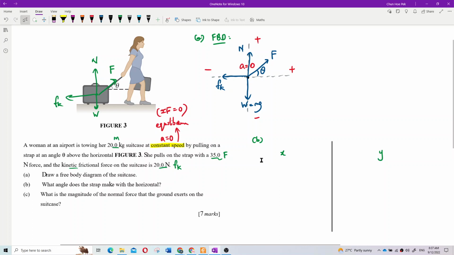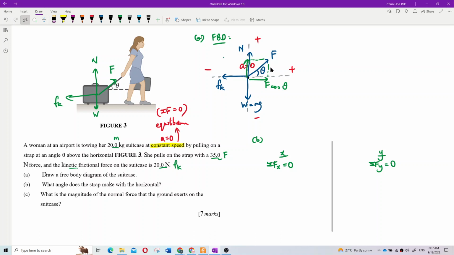So, X and Y components. We know this is in equilibrium, so total Fx is 0, total Fy is 0, everything is 0. Direction to the right is positive, direction to the left is negative. This one you need to resolve first. If you want to do components, you need to resolve. So here we have F cos theta, and here we have F sin theta.